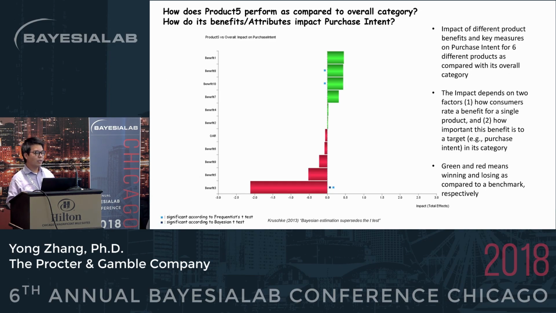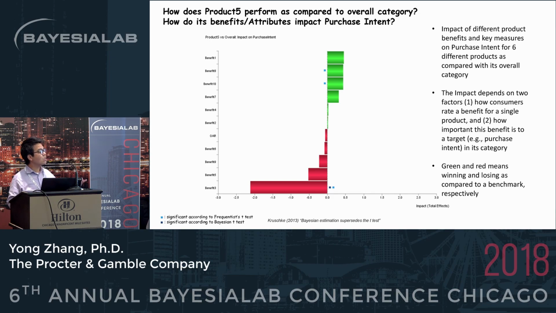And here is the impact plot. In this generic case, green means you are winning versus the benchmark. In this case, the overall category average, meaning you perform better versus the category average. Essentially, this plot will tell you what product benefits differentiate your product from the benchmark product. Green means you're winning, and red means you are losing. And furthermore, if you do the test, you can tell whether the gap, the change in your target, is significant or not, or practically meaningful or not in a Bayesian way. You can tell Bayesian is more conservative. This is the dark blue. I'm not sure it shows correctly.